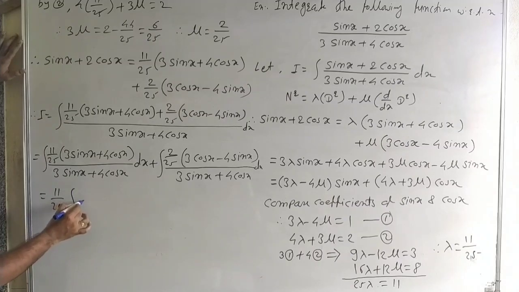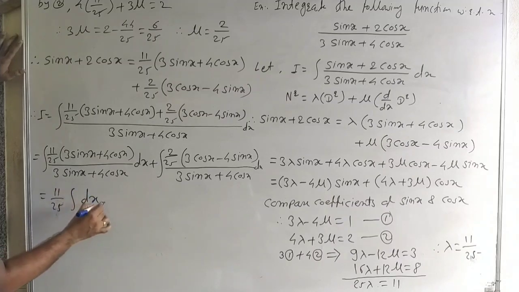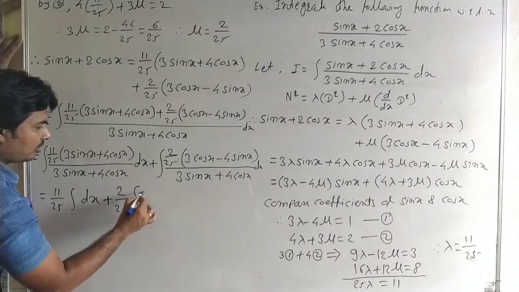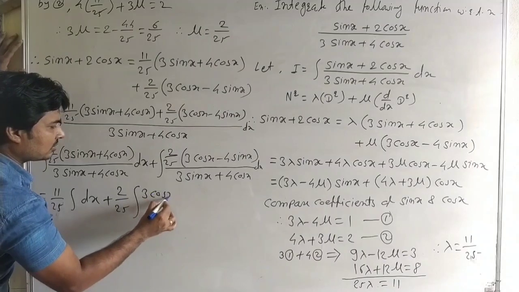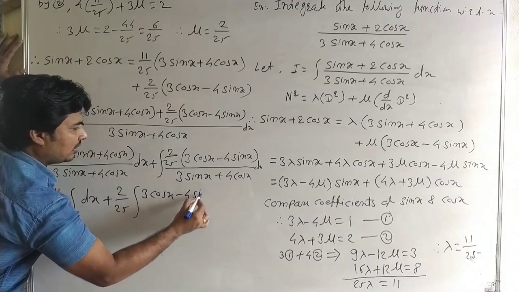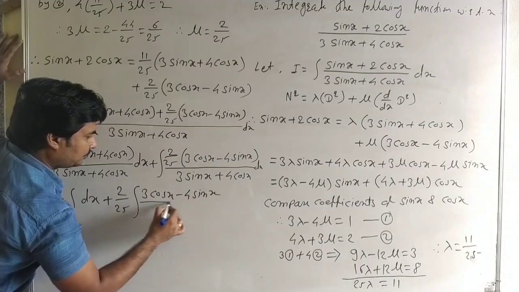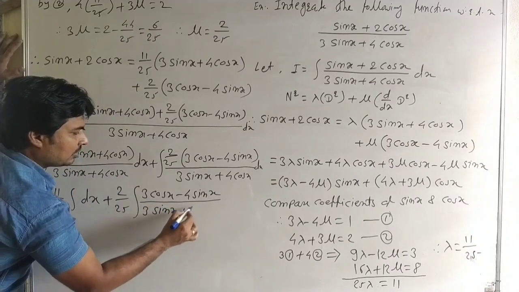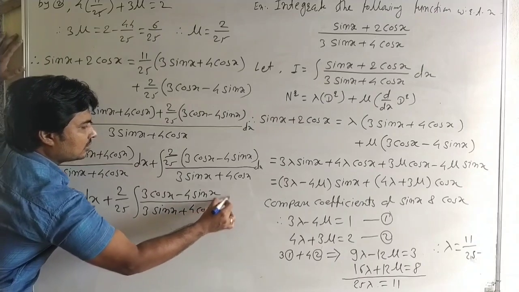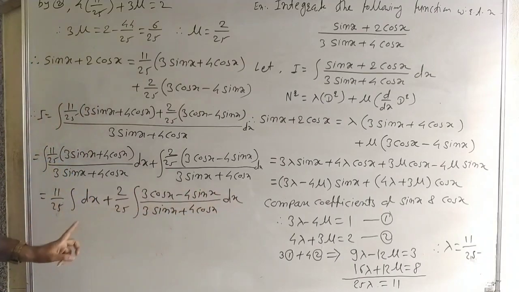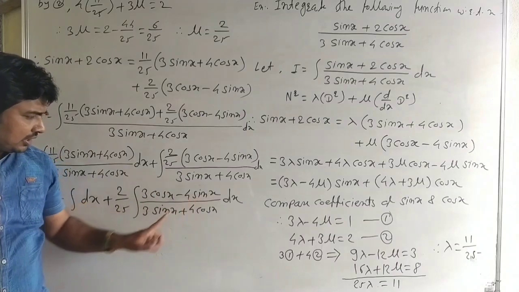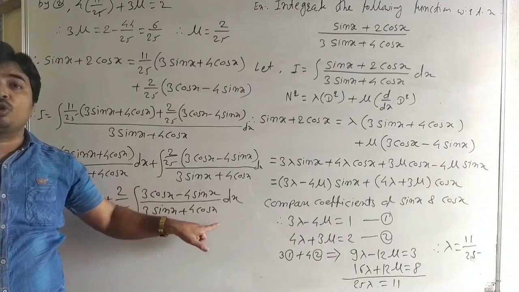The first term is a constant, therefore here it is only dx, that is 1 dx, and plus 2 by 25, it is a constant, into the integral of (3 cos x minus 4 sin x) upon (3 sin x plus 4 cos x) dx. Now we solve both the integrals. Here the integral of dx is x, and now here (3 cos x minus 4 sin x) upon (3 sin x plus 4 cos x).